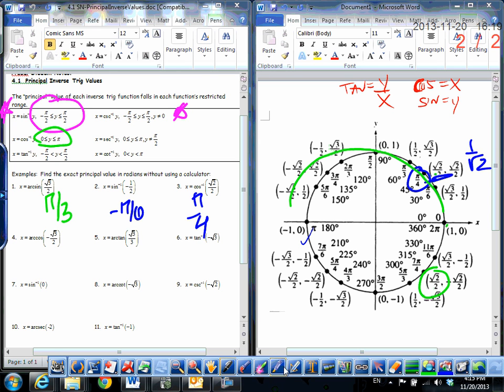I'll just go ahead and give you the answer to number 4. Number 4 is 5 pi over 6. For the sake of time, you can maybe probably figure that one out. Number 5 and 6 are tangent.